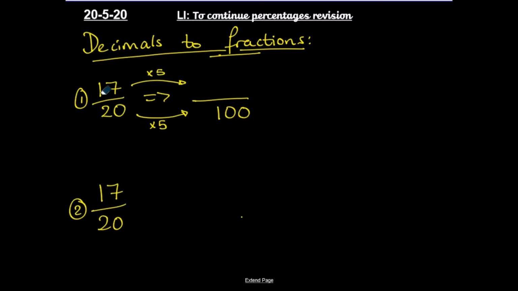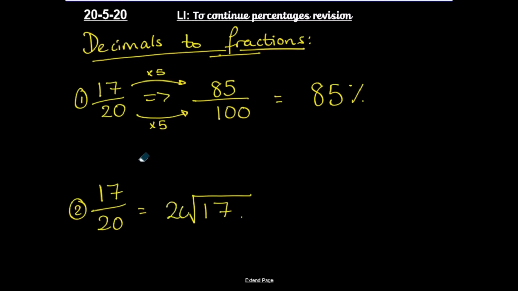17 times 5, well, 10 times 5 is 50. 7 times 5 is 35. So 50 plus 35 is going to be 85. So 85 over 100, which is equal to 85%. And again, let's have a look at this on the bottom now, where I am going to divide 17 by 20. Okay then. So I've got 17, and I'm going to divide that by 20.